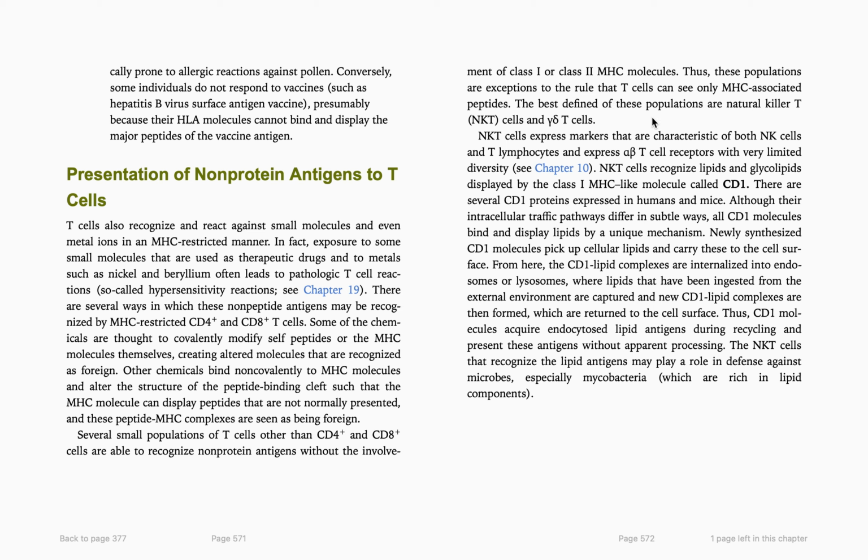The best defined of these populations are natural killer T cells and the alpha delta T cells. The natural killer T cell expresses markers that are characteristic of both natural killer cells and T lymphocytes, and expresses the alpha beta T cell receptor with very limited diversity. The natural killer T cell recognizes lipid and glycolipid displayed by a class 1 MHC-like molecule called CD1.